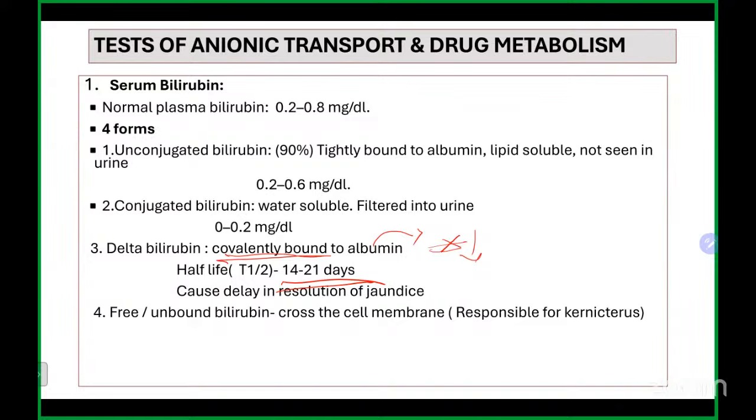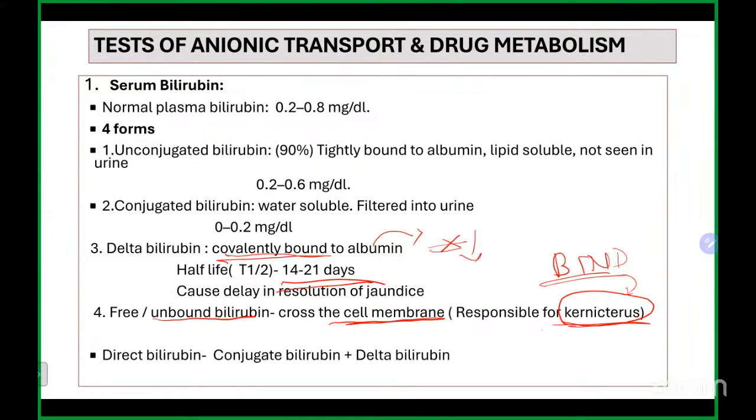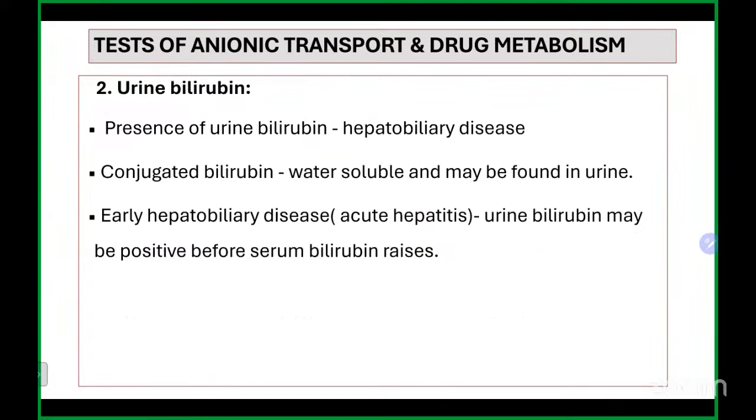The last one is the free bilirubin or unbound bilirubin, because it crosses the cell membrane, and this is the one responsible for bilirubin induced neurodysfunction, which in the long term is referred to as kernicterus. Okay, so these are the 4 different forms of bilirubin that you should all know. There's a term called direct bilirubin, which is actually the conjugated bilirubin plus delta bilirubin. Okay, so you should know all of this. These are all important for your NEET PG also.